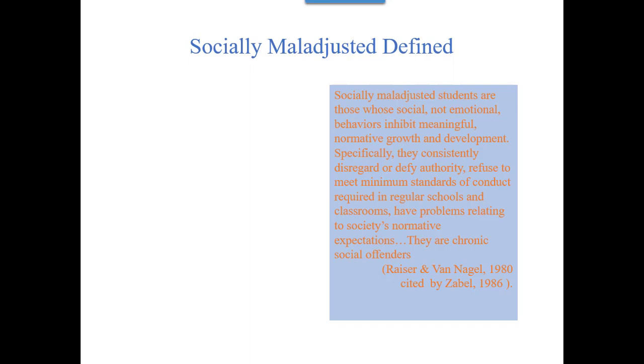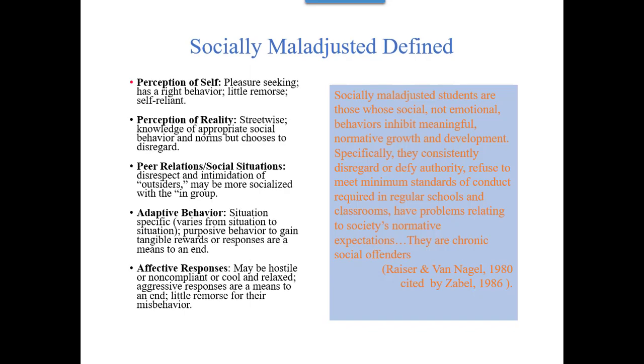So, socially maladjusted students are those whose behaviors are social but not emotional. They're not having meaningful relationships. They disregard and defy authority. They're not interested in having conduct that's appropriate. They're just not going to do what's expected, and they're chronically socially offending. And again, it cannot be due to an underlying emotional concern. So when you're thinking about social maladjustment, they're pleasure seeking. They don't really hold a lot of remorse about what they're doing. They tend to know what they're supposed to do, but they just don't do it.